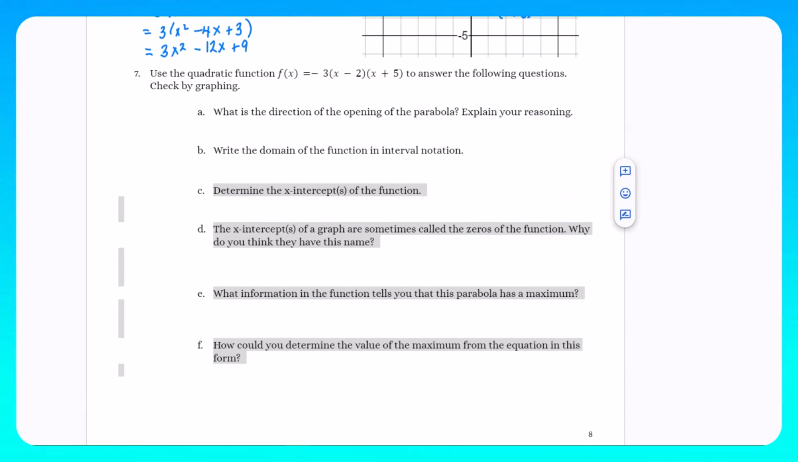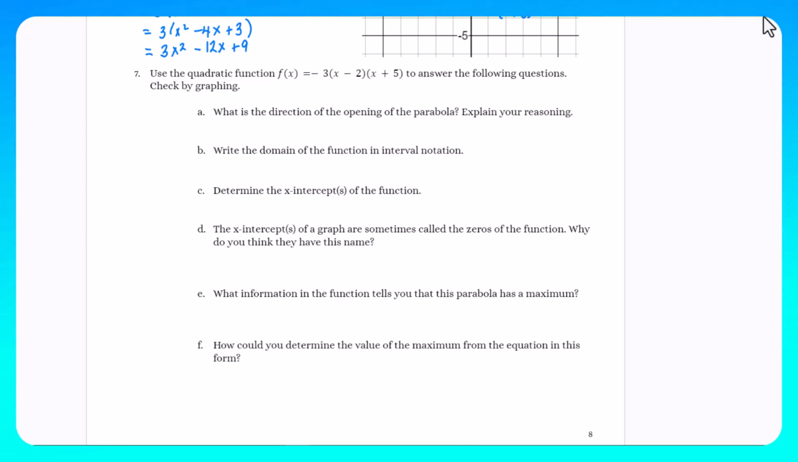So let's move on to question 7, and it says use the quadratic function f of x equals negative 3 times x minus 2 times x plus 5 to answer the following questions. Well, the first question, what is the direction of the opening? You guys are good at this by now. We know that this is negative, so a is less than 0, so it is going to open down.